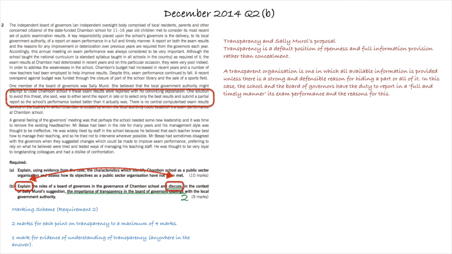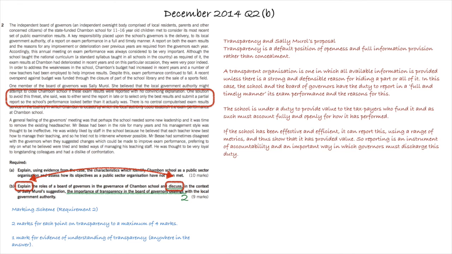So what are we going to do? Well, a transparent organisation is one in which all available information is provided, unless there's a strong and defensible reason for hiding part or all of it. In this case, they have a duty to report in full and in a timely manner its exam performance and the reasons for this. They cannot withhold any information. So we need to make it clear that that's the case. They're under a duty to provide value to taxpayers who fund it, and as such must account fully and openly for how it has performed.